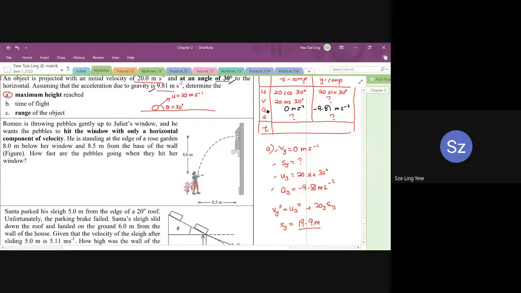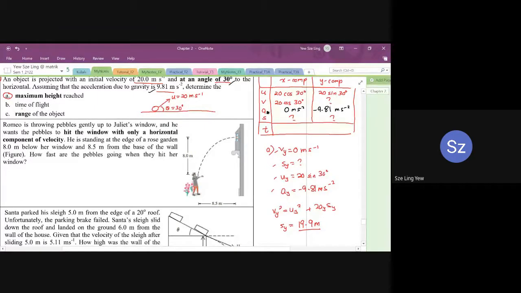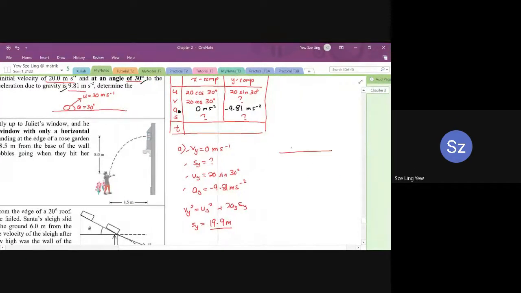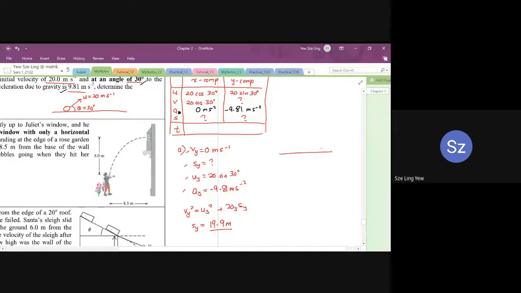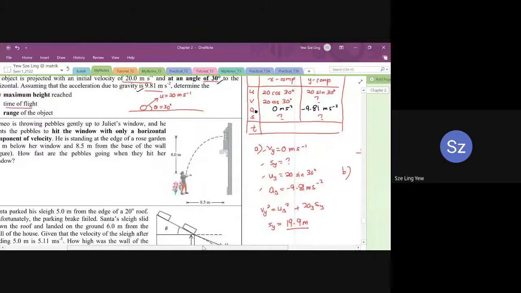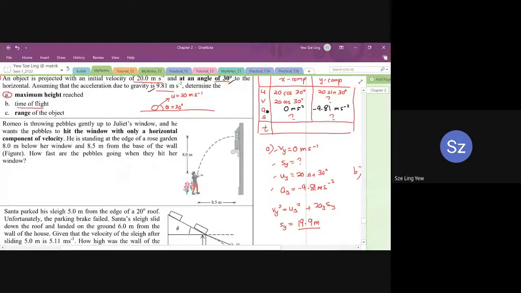Okay, now let's look at the second question. So my Sy, my maximum height is 19.9 meter. Now, what does it mean by time of flight? So time of flight means from the moment the object leaves the ground until it goes back to the ground. This is the time of flight. So how are we going to solve this question then if it goes back to the ground? So let's see, do we have enough information along the x component?